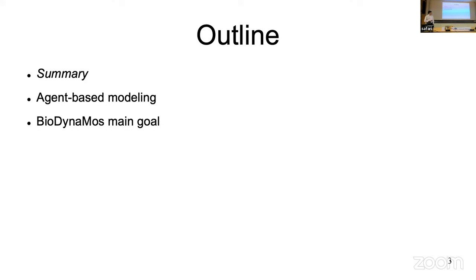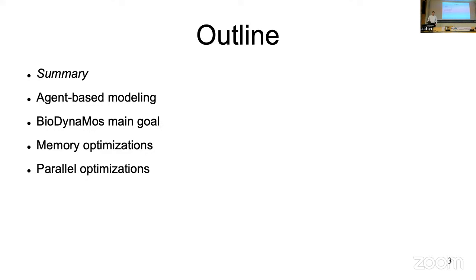So let's go over the outline. At first, we had our summary. Then we will look at what agent-based modeling is concretely. After that, we will look at BioDynaMo's main goals. We will look at the memory optimizations done by the library. Then we will look at the parallel optimizations done by the library. At the end, we will look at benchmarks from the library, an analysis of the paper, and a discussion at the end.